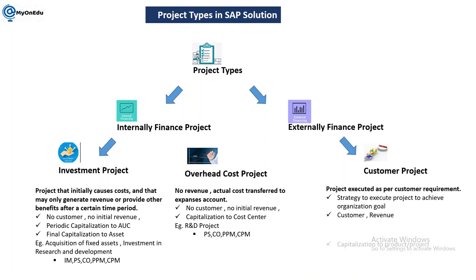And you will have a customer and revenue here, with capitalization to product or material or to the project. Examples are engineering, construction, and operation, the MTO scenario and the ECO scenario. These are the major scenarios. If you go from the CPM side, ECO, engineering, construction, and operation, is a very famous scenario, a quite widely used solution.